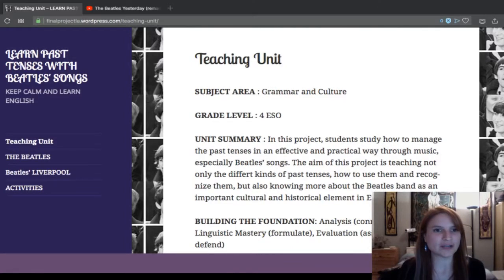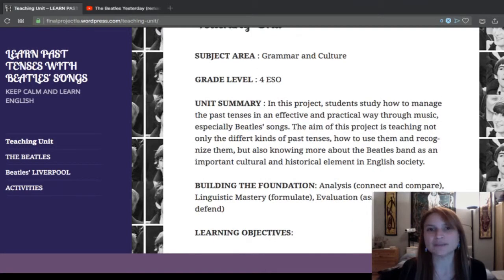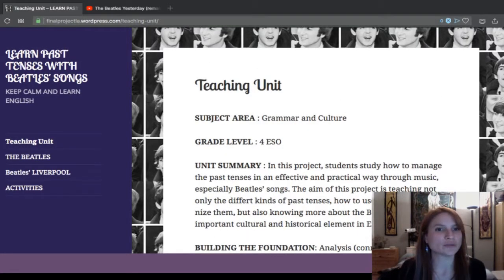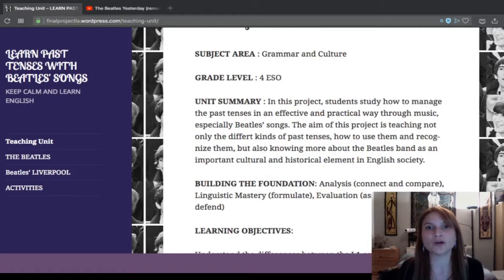Here we can find the menu of my website. We start with the teaching unit, which of course is the most important. In the first part, you can see that the subject area is grammar and culture. Culture, of course, talking about the Beatles, where they were born, what they did from a cultural point of view.